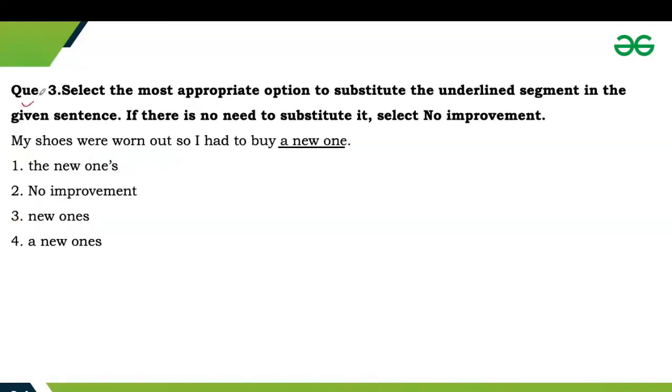Next one is question number third. Select the most appropriate option to substitute the underlined segment in the given sentence. If there is no need to substitute it, select no improvement. So comment your answers for question number third. My shoes were worn out, so I had to buy a new one.